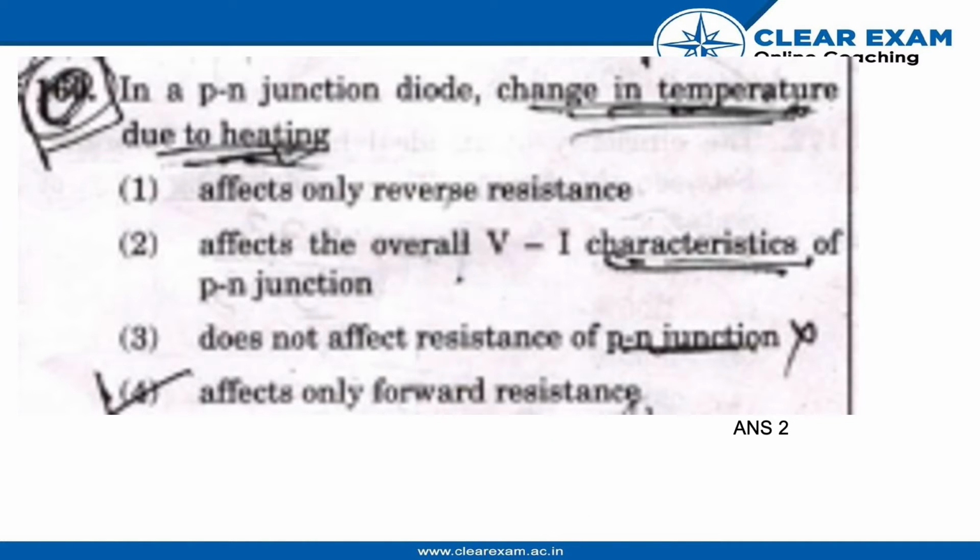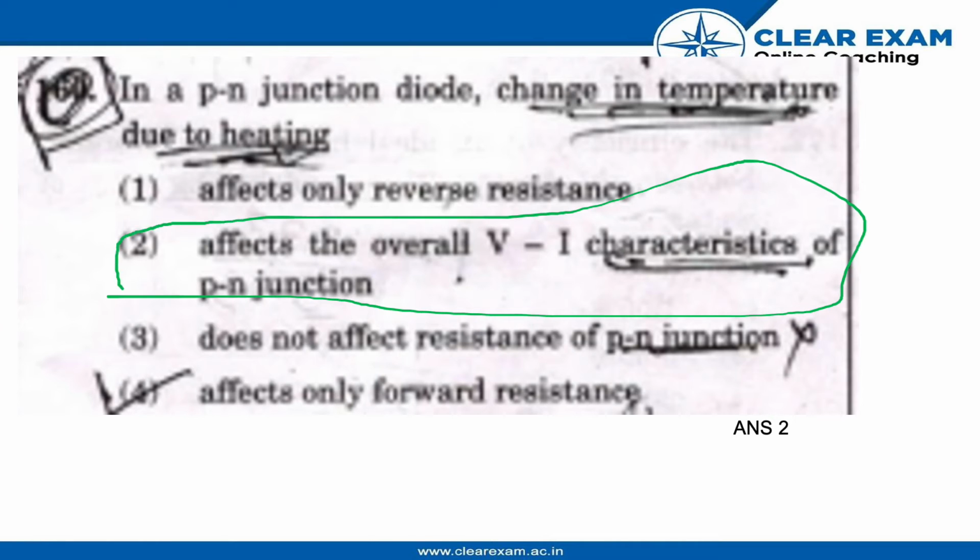So the correct option of the following question is affects the overall VI characteristics of a PN junction, which is option number 2. Option number 2 is the correct answer of the following question.